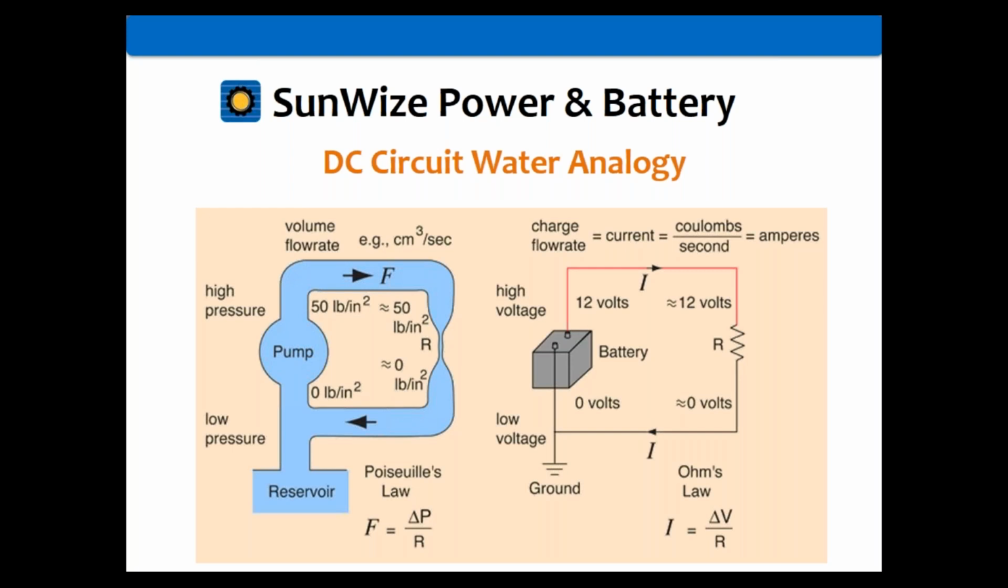And you can think of your resistor kind of as a resistance or a restriction in that pipe that's going to restrict the flow of the water. So in this case, it's going to restrict the flow of the current.